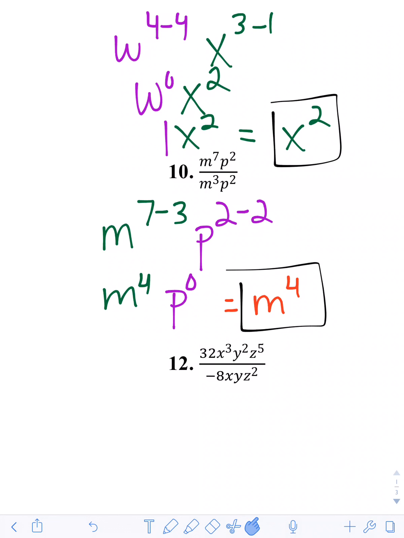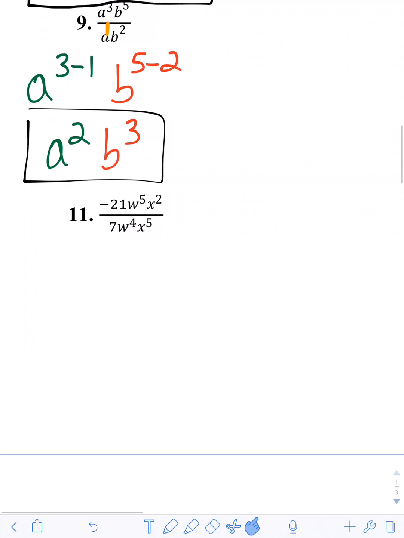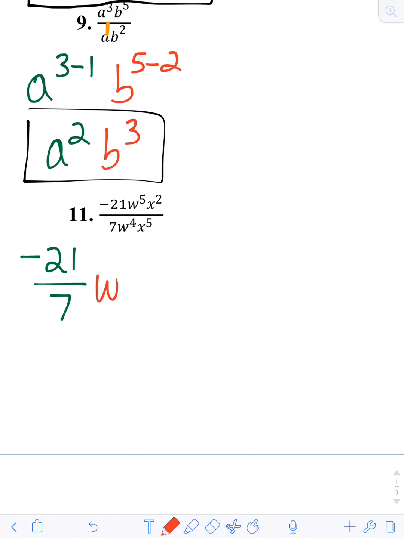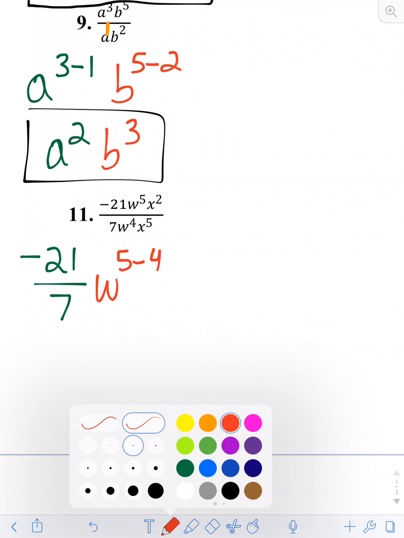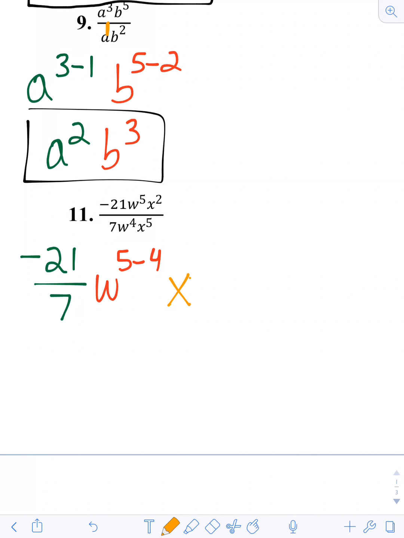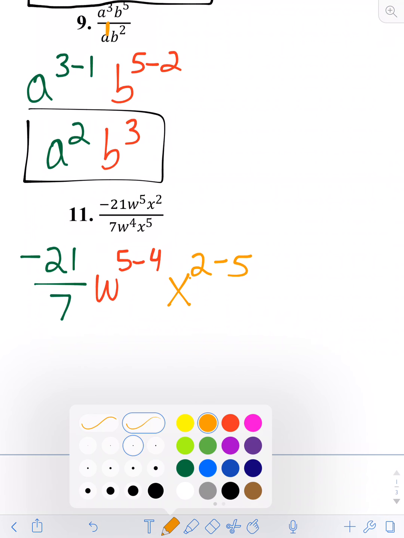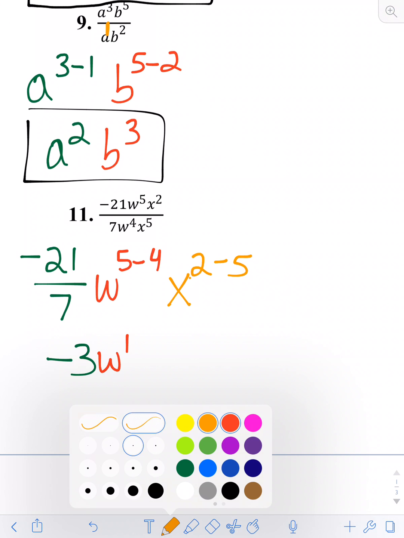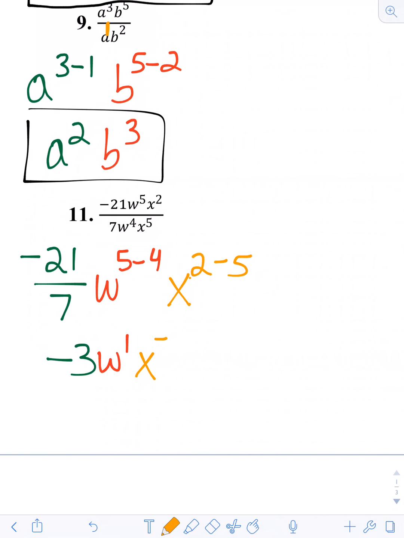All right, number 11. So first I just have my normal constants, negative 21 divided by 7. Then I have two variables. We have w, 5 minus 4. And then I have x, 2 minus 5. So here, negative 21 divided by 7 is just negative 3. So we have negative 3. And then we have w, 5 minus 4 is just 1. And then we have 2 minus 5, which is negative 3.